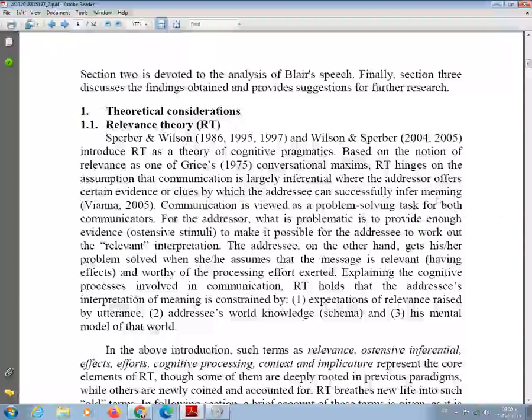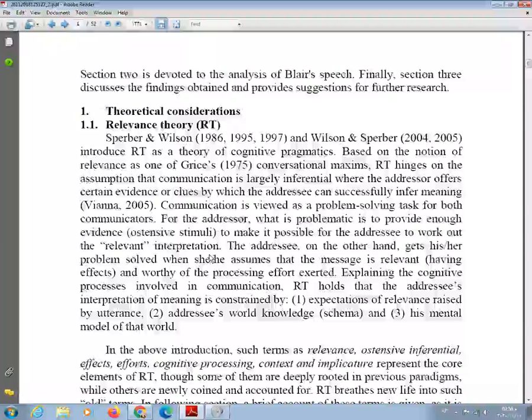and so on. Communication is viewed as a problem-solving task for both communicators. How? For the addresser, the speaker or writer, what's problematic is to provide enough evidence, extensive stimuli, to make it possible for the addressee to work out the relevant interpretation. So the role of the addresser is to provide enough clues, enough evidence, extensive stimuli to the addressee to help them understand the text.